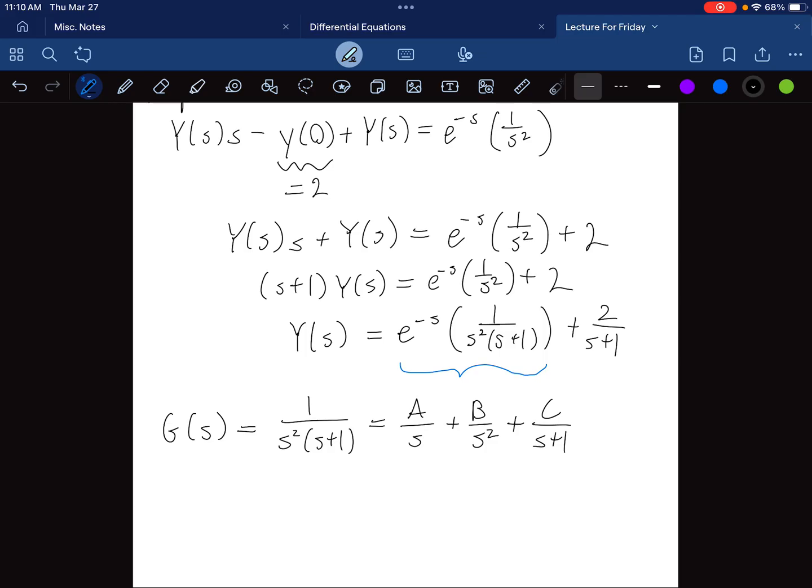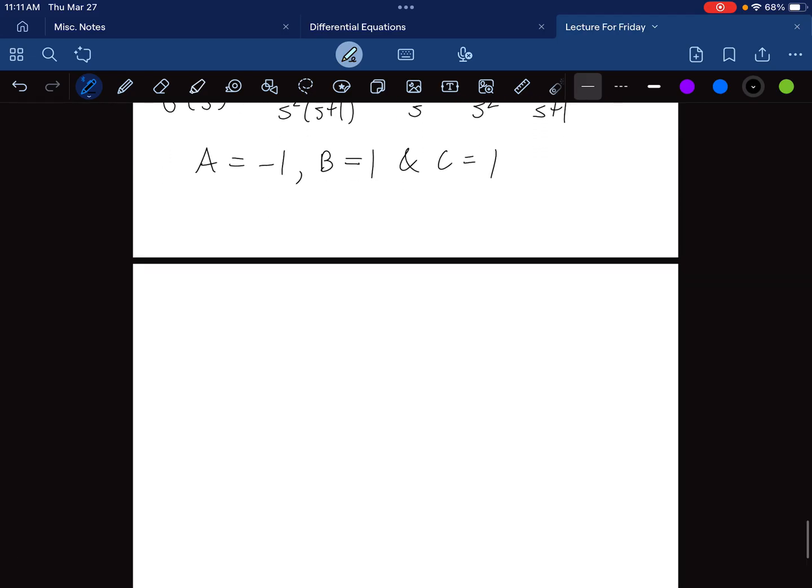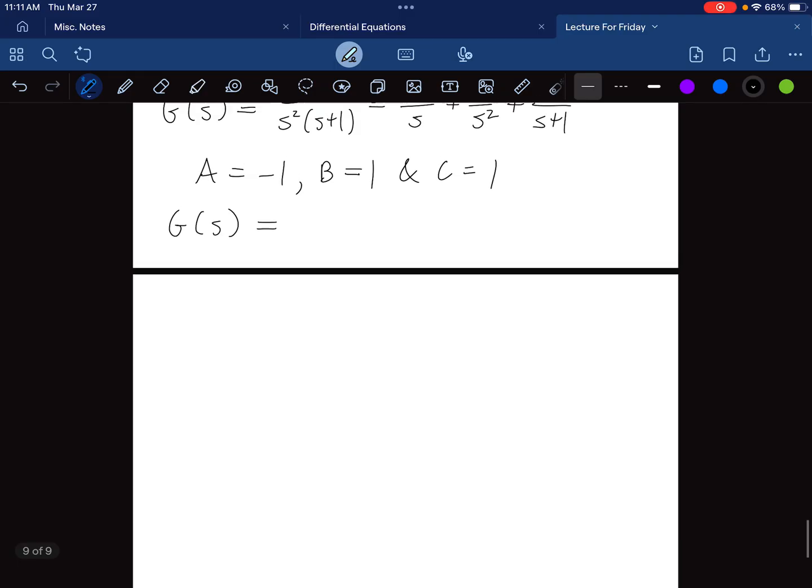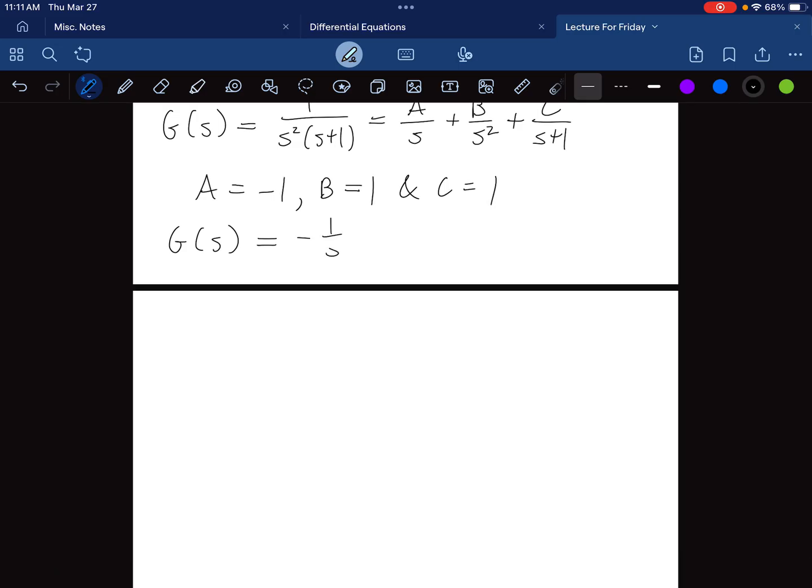And so, doing partial fraction decomposition, multiplying the denominator on both sides, and then solving for these coefficients A, B, and C, you're going to find that A is equal to -1, B is equal to 1, and C is equal to 1. Hence, we can rewrite our G of s as -1 over s plus 1 over s squared plus 1 over s plus 1.